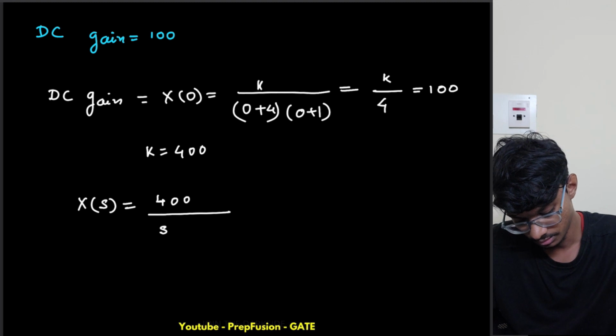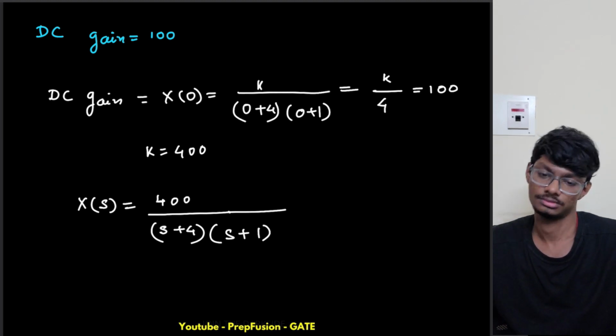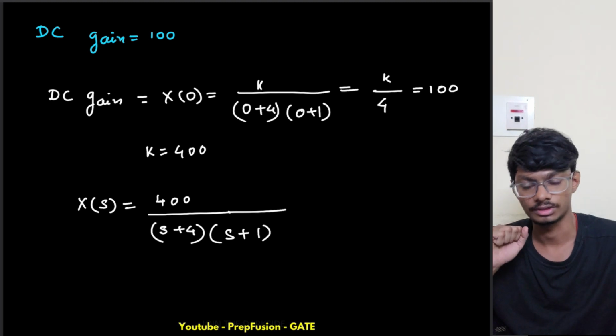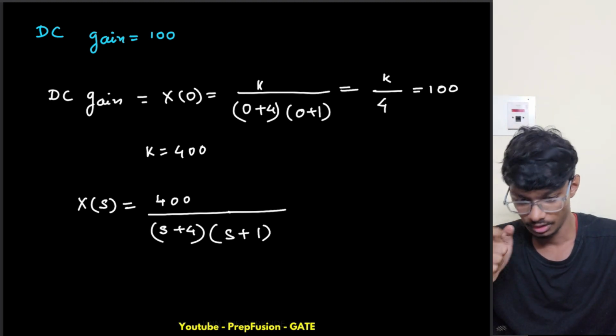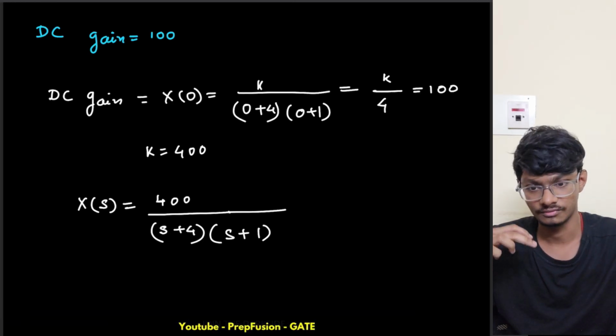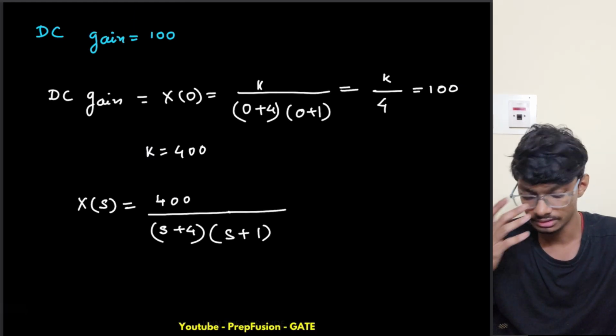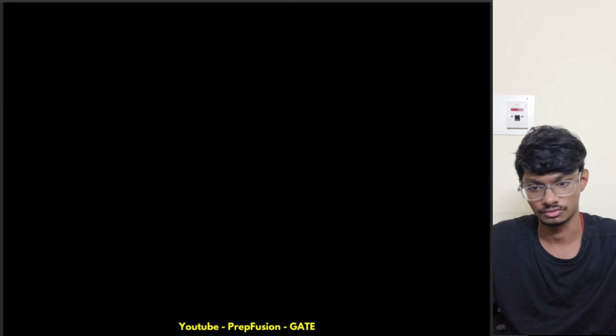So X(s) equals 400 divided by (s plus 4)(s plus 1). This is the expression for X(s). Now we have to find the frequency of oscillation, right? The roots are only real, there is no imaginary component present, so the frequency of oscillation for this will be 0.